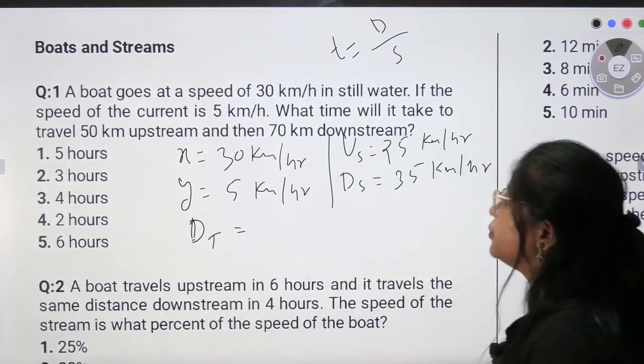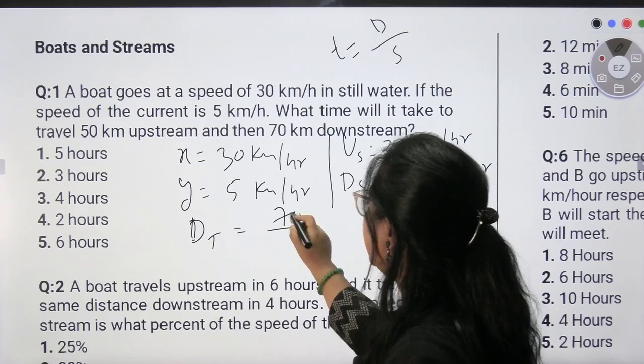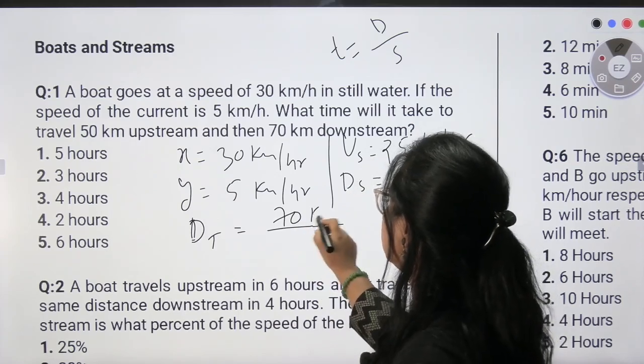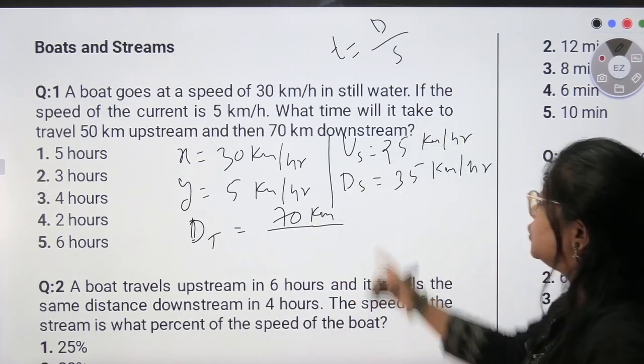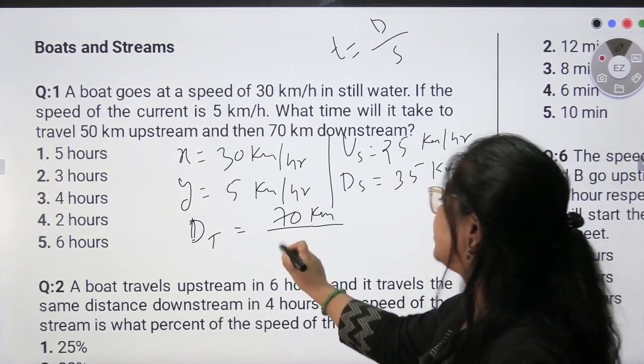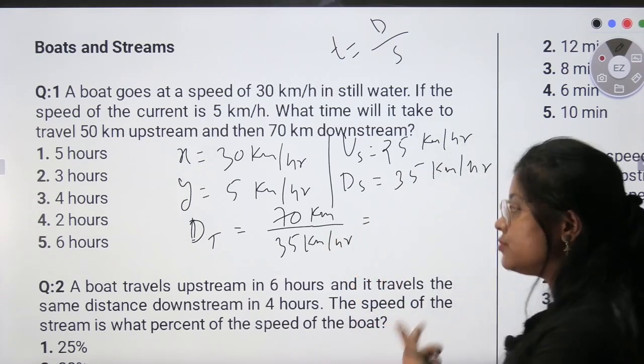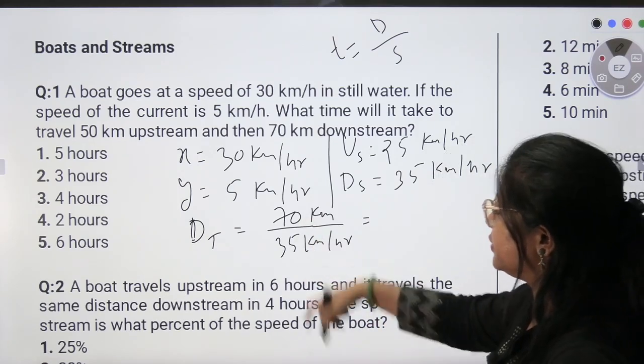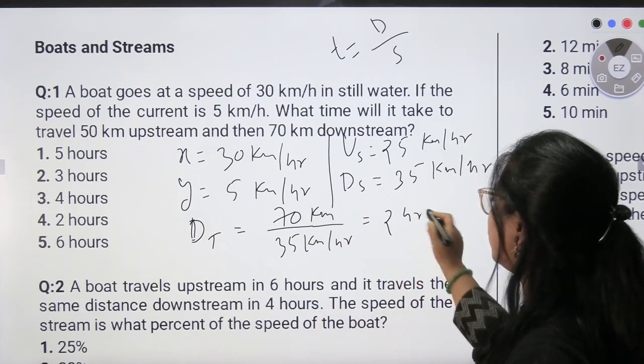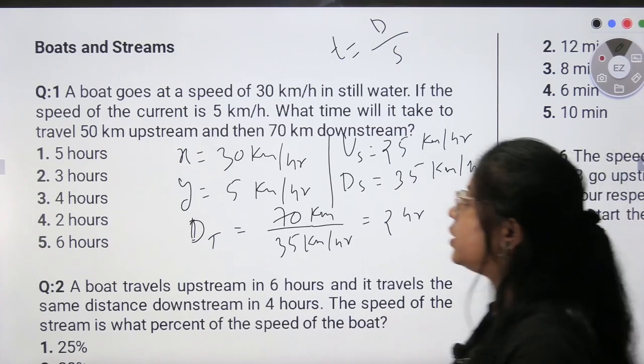So downstream time would be what? 70 divided by 35, because 70 kilometer is your distance, and your downstream speed is 35 kilometer per hour. So from here we get downstream time as how much? 70 by 35 will get 2 hours. So that means this is our required calculation.